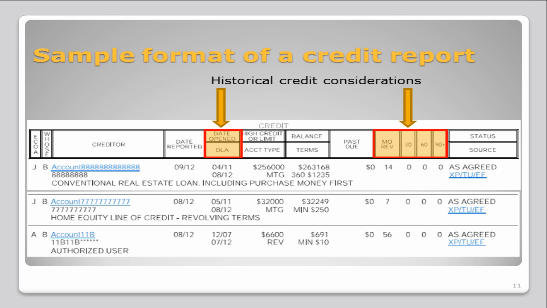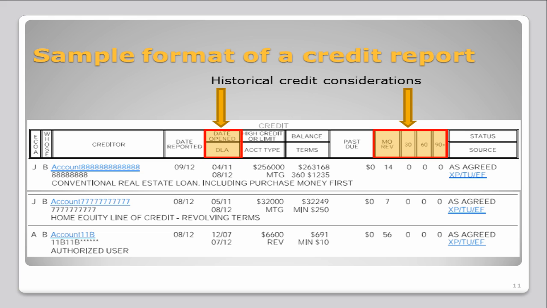What's also important is that whenever you have a collection account, any kind of a charge-off, any kind of derogatory like that, then getting back to that creditor and starting to make payments will bring that last activity current again, and that can actually lower a credit score because you have made new activity on an account.